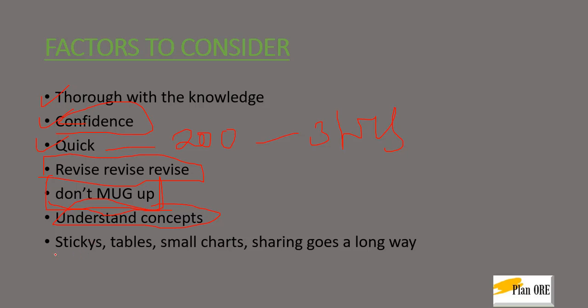A small tip is to make a lot of stickies, classification tables, and small charts to help you memorize or recollect along the way. Also, a good thing is sharing information with your friends. That goes a long way in retaining theoretical aspects in your brain.